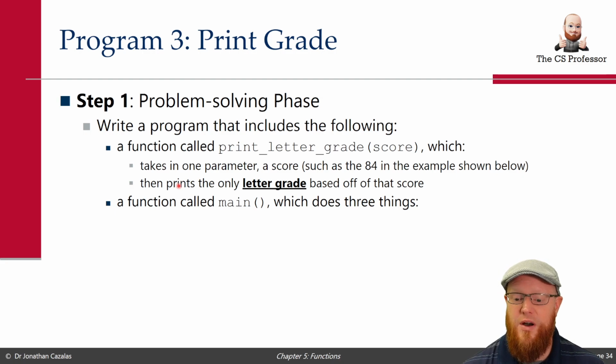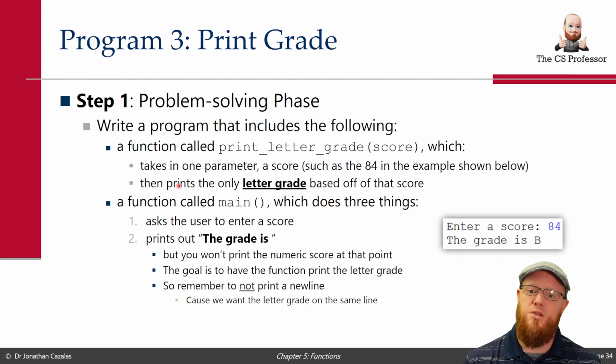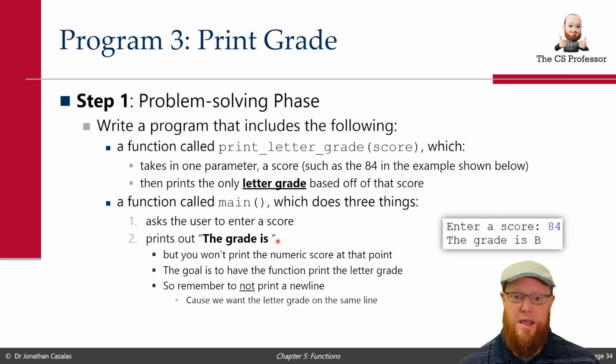You also need to have a function called main which does three things. Remember, we said that from here on out, we will always put any code at least into a main function. So we're going to have a main function which does three things. It's going to ask the user to enter a score. Once the user enters that score, your main will then print out "the grade is", and it will pause on that line. It will not print a new line because we want to print the letter grade for that score. So you will not print the numeric score, and again, you will pause on that line.